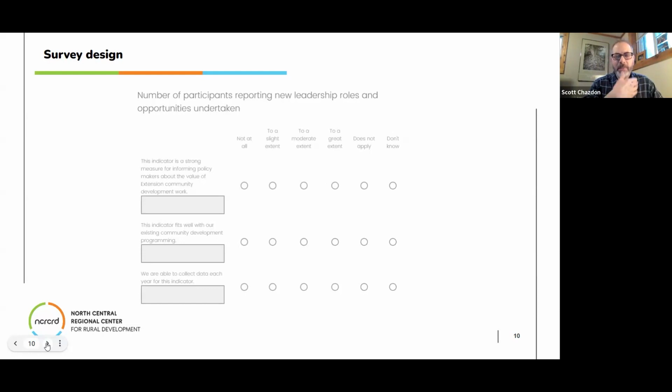For each indicator, there was a question about how strong that indicator is as a measure to inform policymakers, how well it fits with the programming in your state, and how able you are to collect the data for that indicator. So, three dimensions of quality of each indicator that we were asking about.